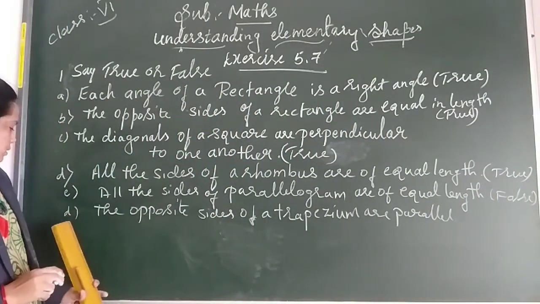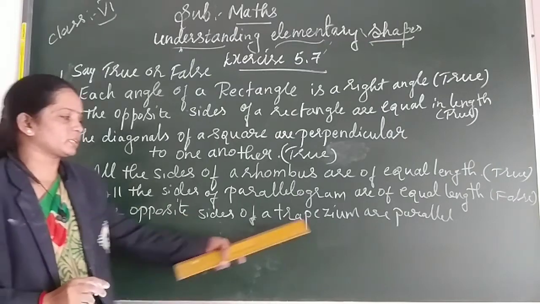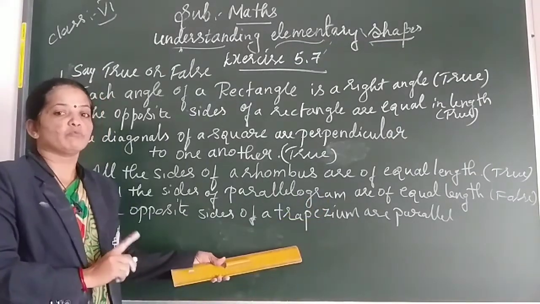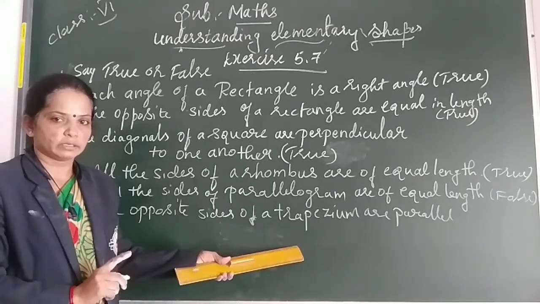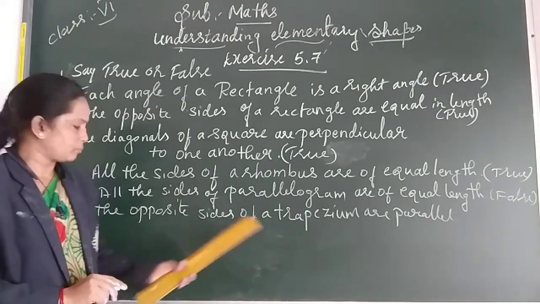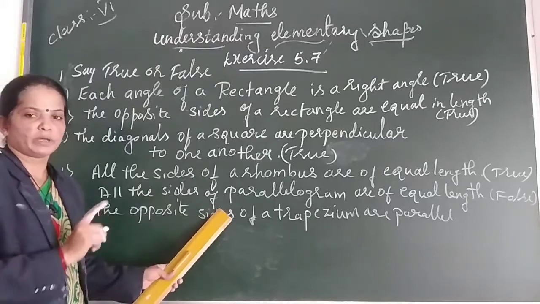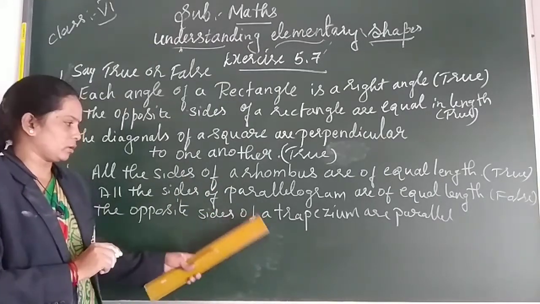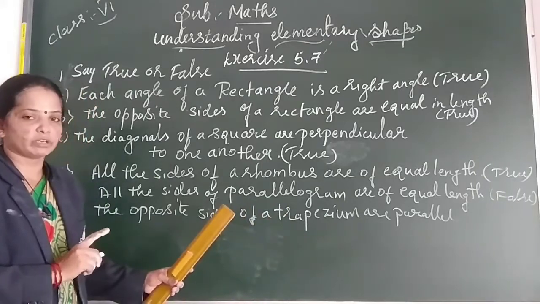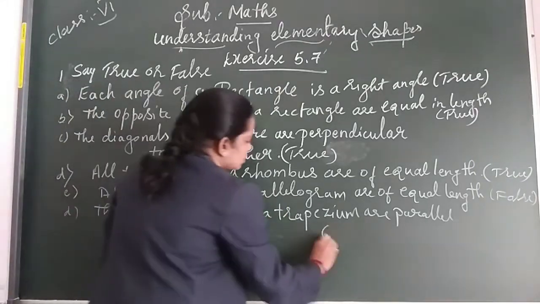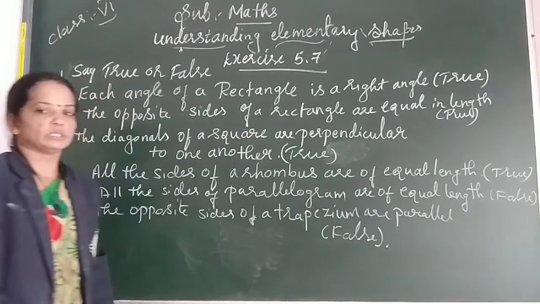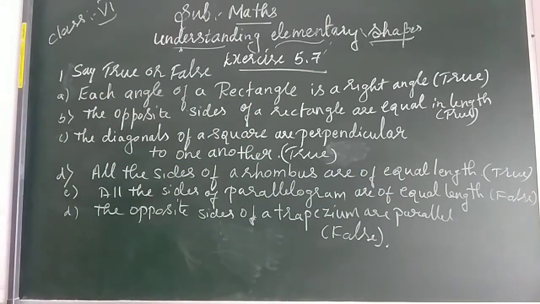Next, the opposite sides of a trapezium are parallel. In a trapezium, only one pair of opposite sides is parallel. There are two pairs of opposite sides, but only one pair is parallel; the other pair will not be parallel. So it is a false statement. We will move to the next one.